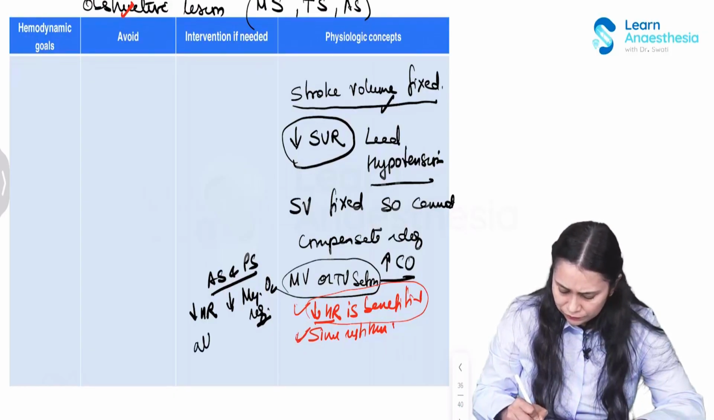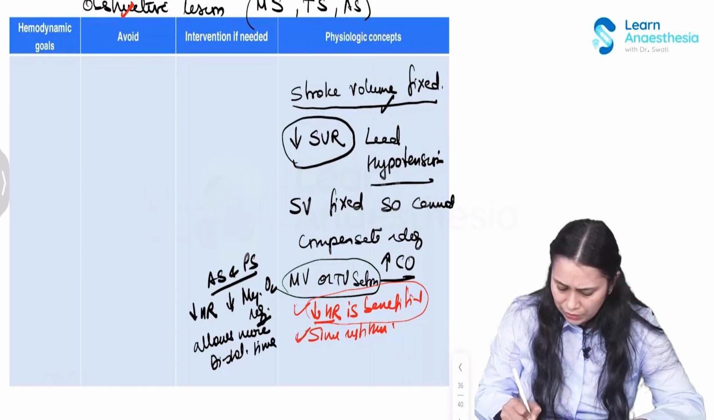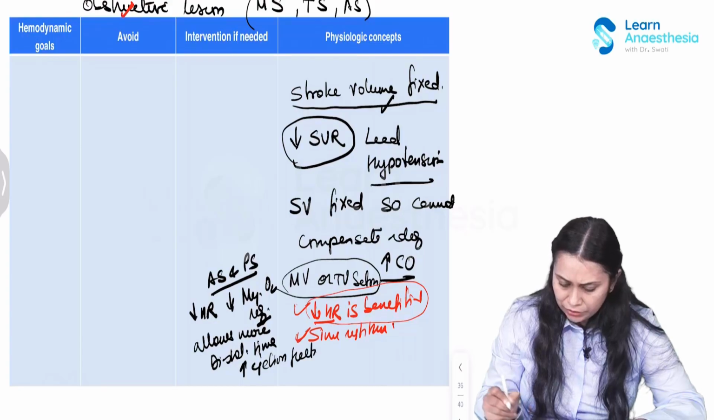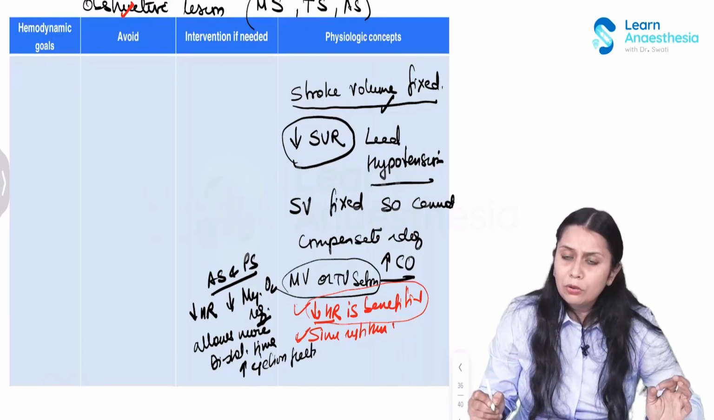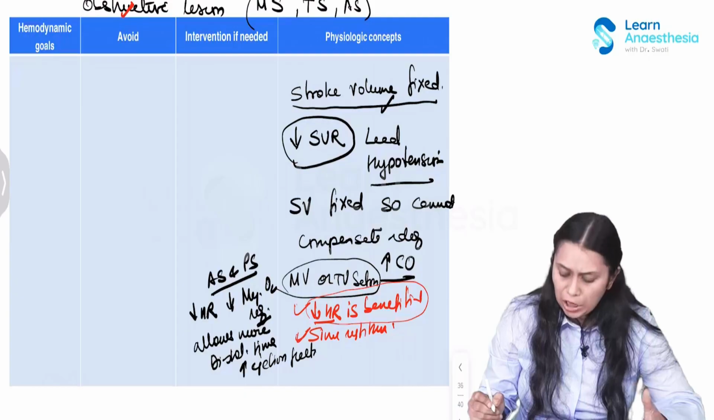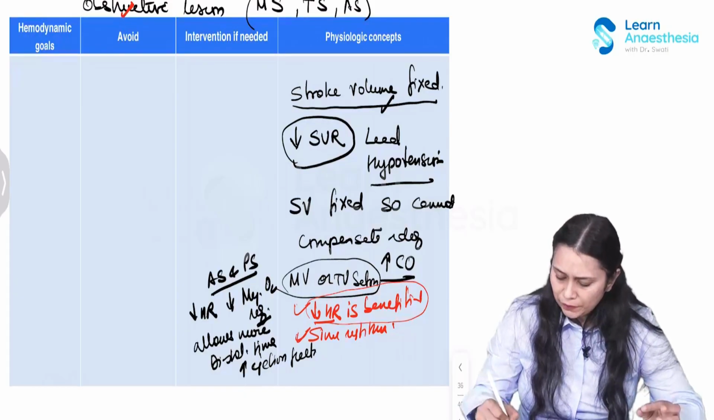It also allows more diastole time, and it will also increase the ejection fraction. So always we need to keep the heart rate towards the lower side. So tachycardia and hypotension both have to be avoided.